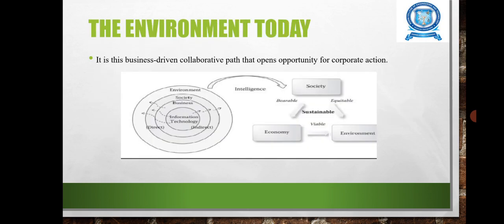Next, we are going to see the environment today. That means whether human activity is the cause of change in the environment or not becomes background conversation. It is used for improving business and achieving environmental outcomes in the process. It is one of the business-driven collaborative paths that opens opportunity for corporate action. Here in this figure, it shows how information technology influences business, society and environment. Using this you can lead up to the sustainable triangle.